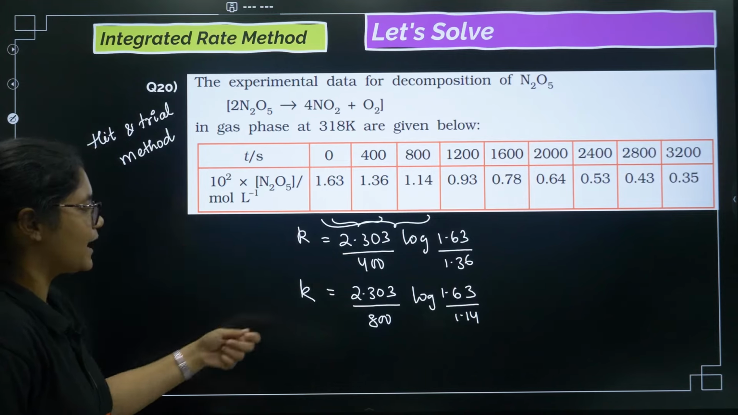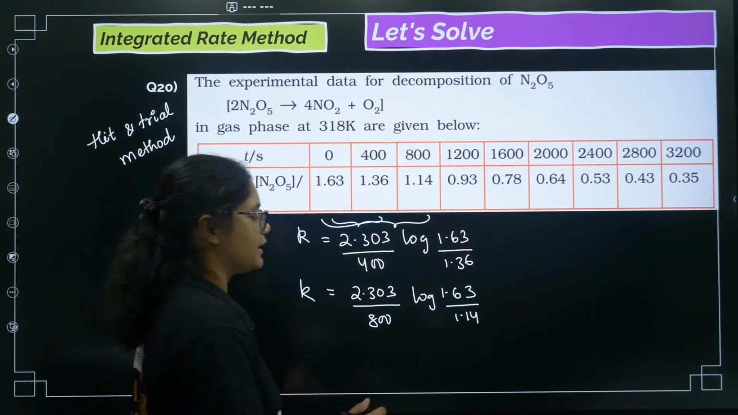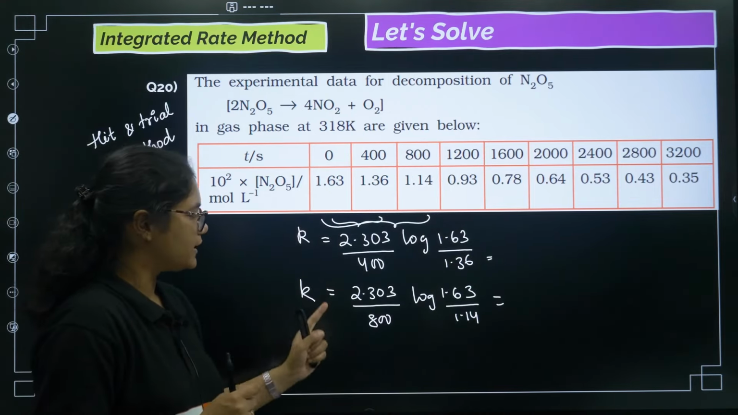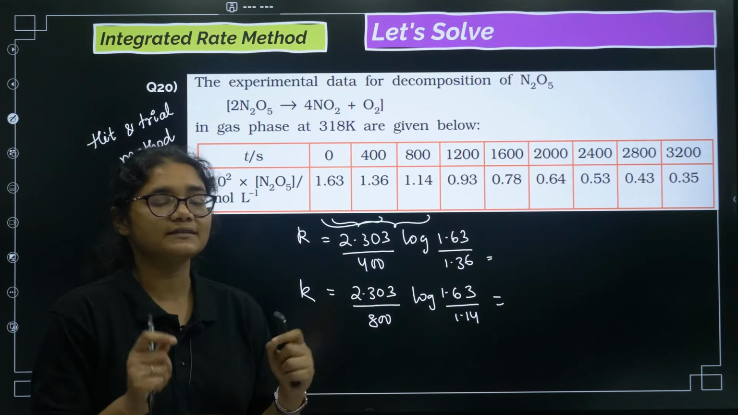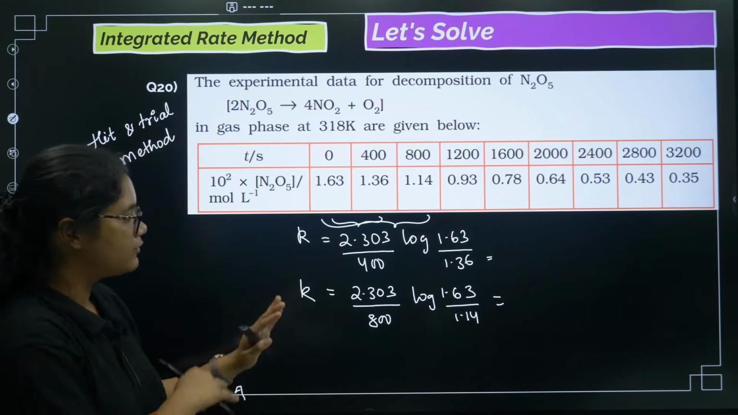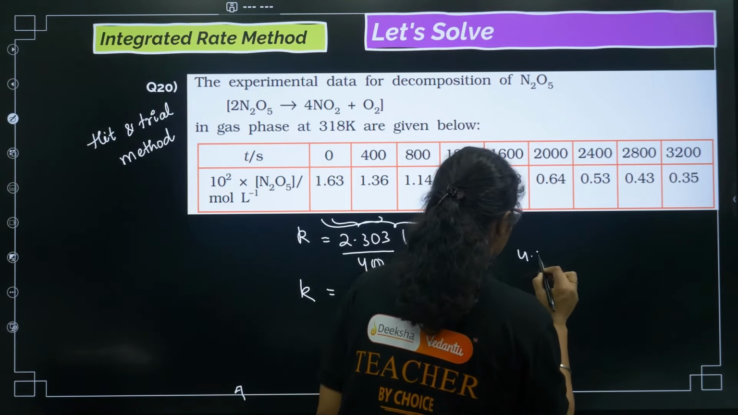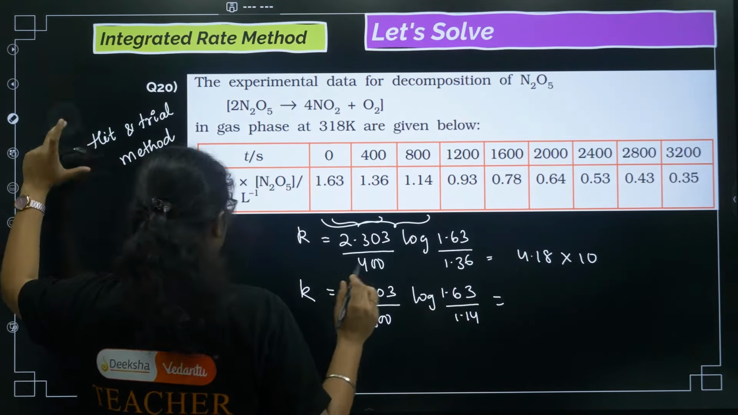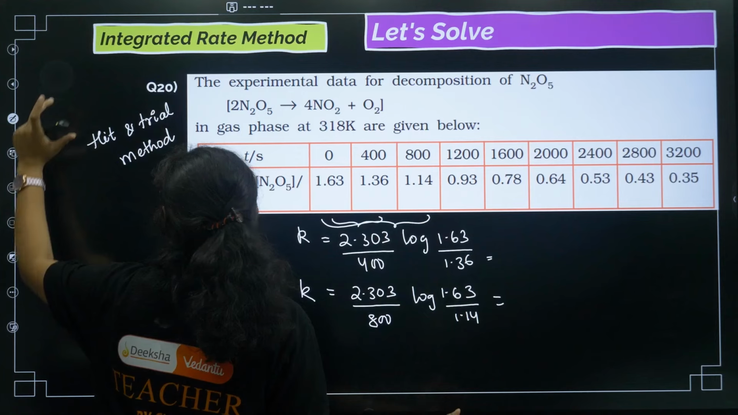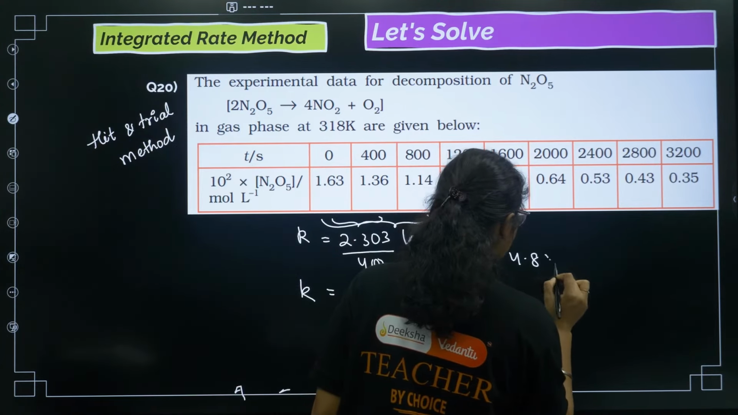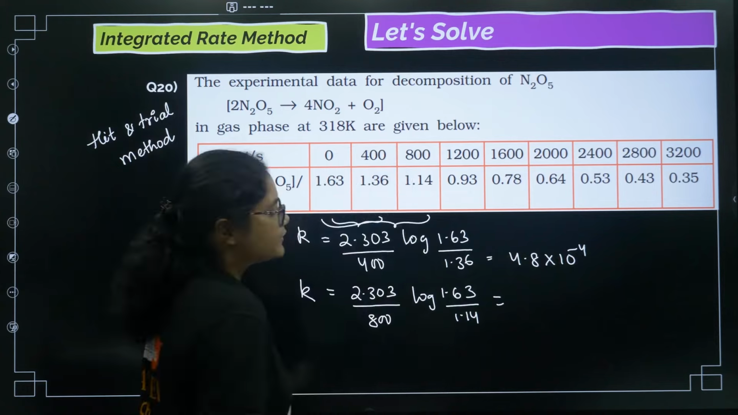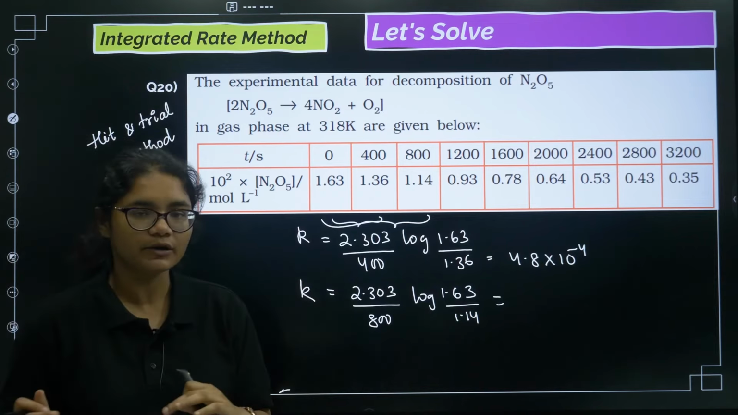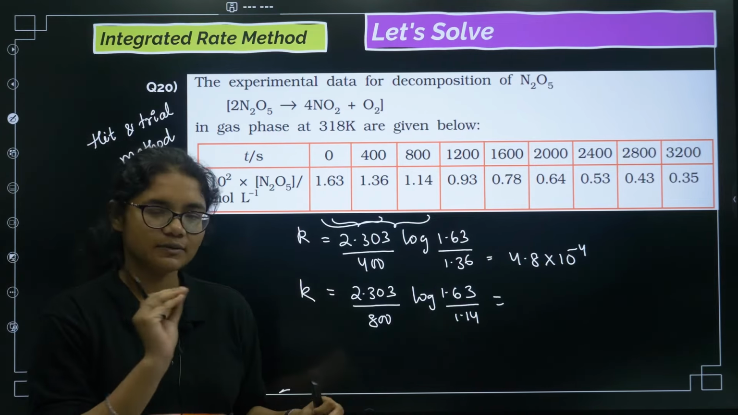So in this way, if you calculate the rate constant for different intervals and if you are getting the same values, and we have used the first order formula, then we can say that it is a first order reaction. So I'll tell you, if you solve this, we'll be getting around 4.8 into 10 to the power of minus 4 something. Okay, so in this way we'll get the same value for all the time intervals. So we can say that this is a first order reaction. Okay, so this type of questions are generally not asked, but you should know this method.